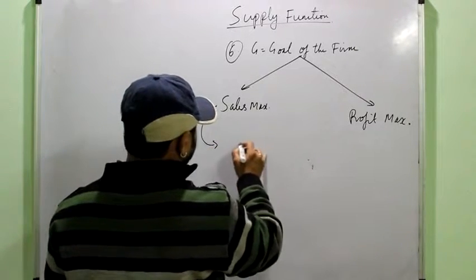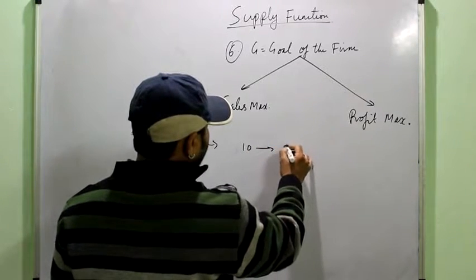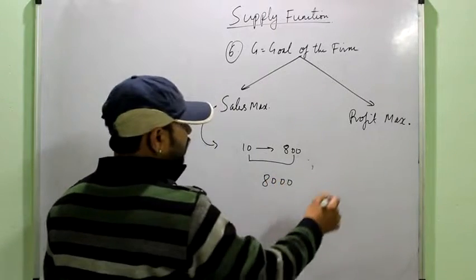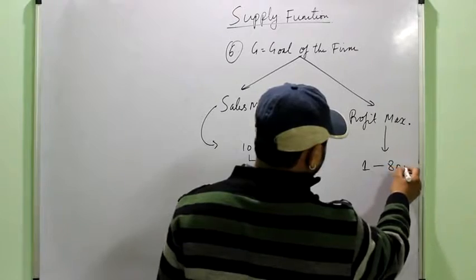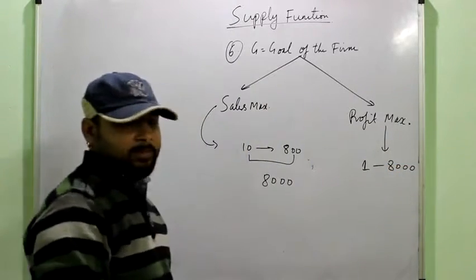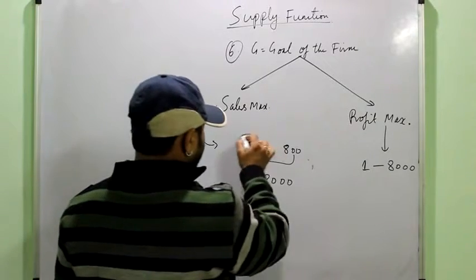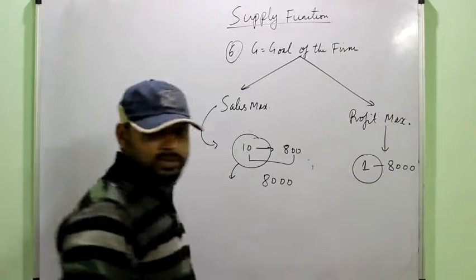Suppose I am teaching, say, 10 students and taking a fee of, say, 800 from them, then I earn 8,000. Or if I am teaching only one student and taking 8,000 from him, in both the cases overall income remains the same. But in one case supply is 10 units and in one case supply is only 1 unit.